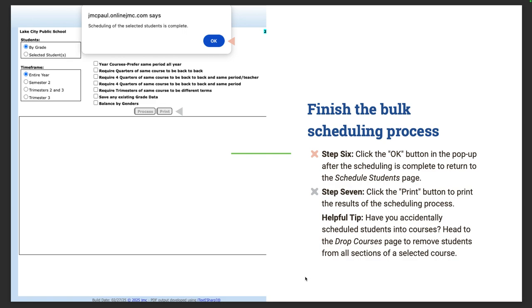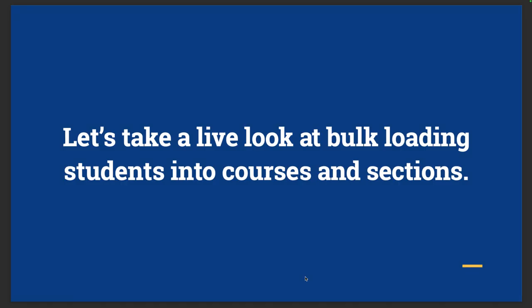Step 7, click the print button to print the results of the scheduling process. Helpful tip, have you accidentally scheduled students into courses? Head to the Drop Courses page to remove students from all sections of a selected course.